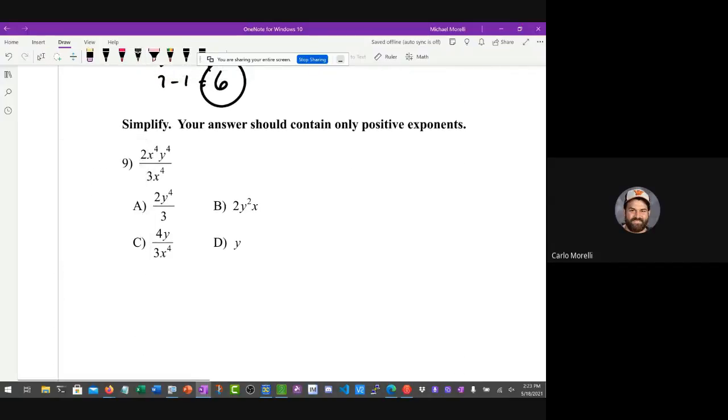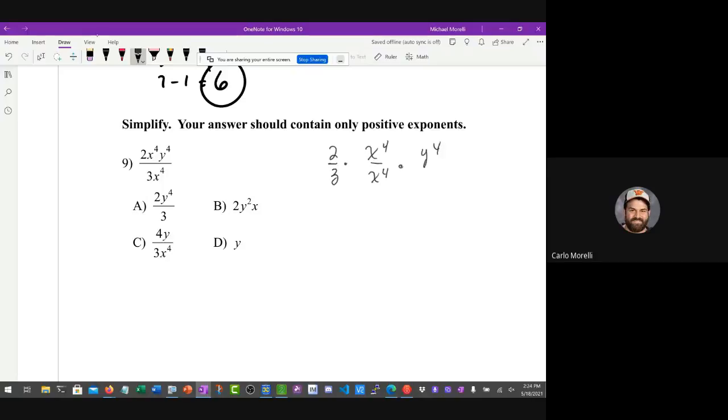Okay, so here we're just using some of our knowledge of dealing with exponents. So first I'm going to strip away the 2/3 and just set that off to the side. Then I'm going to deal with x to the 4th over x to the 4th. And then I'm going to deal with y to the 4th.